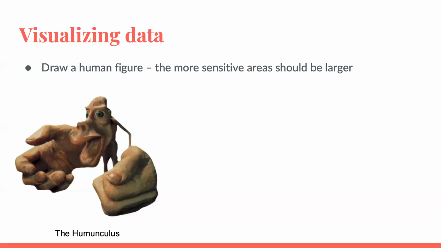So what you have basically is a heat map of sensitivity. And this is what scientists have usually done when they're mapping out the sensitivity of different body parts. So if you look at the slides, this is what we call a homunculus.